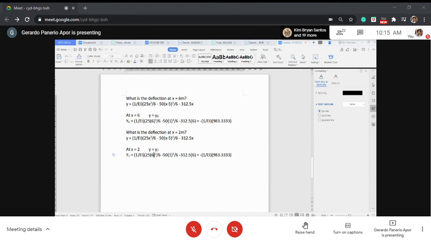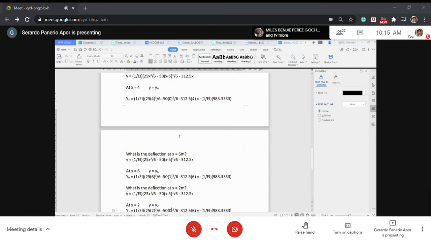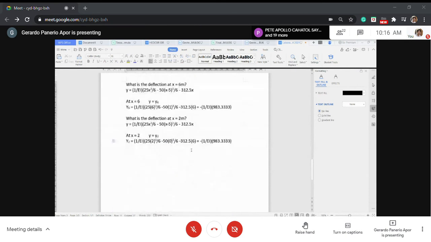Then this one is 2 meters, and this one is 0, because the equation is x minus 5. So 2 minus 5 equals negative 3. Since it is negative, it is 0 here. It is not yet minus, so it is 2. Let us see if it is lesser than the earlier value.